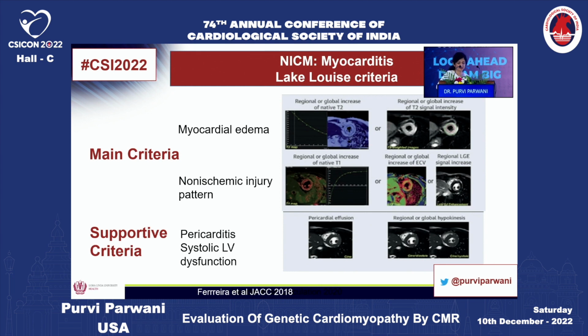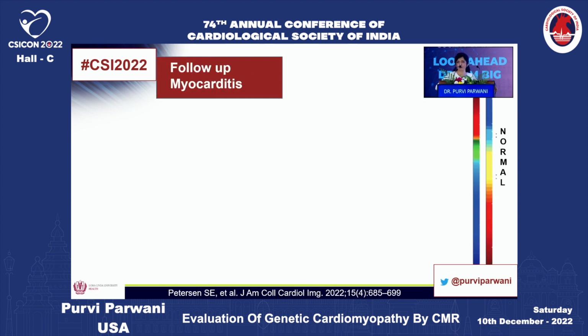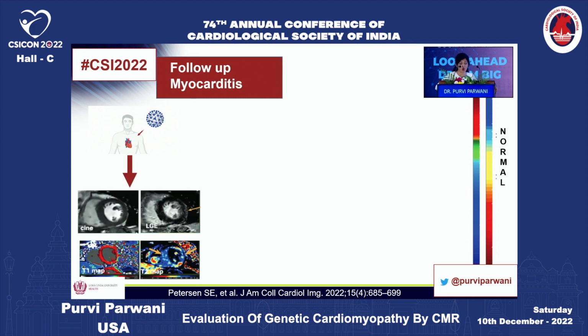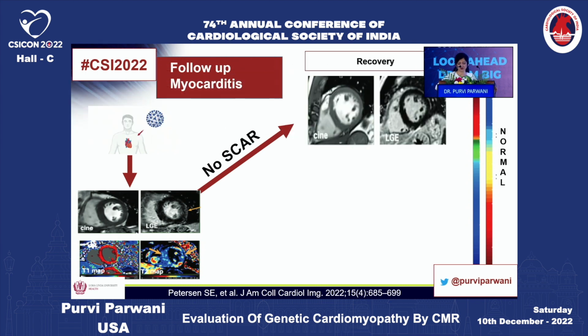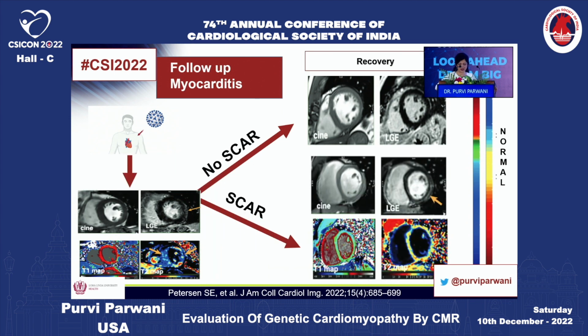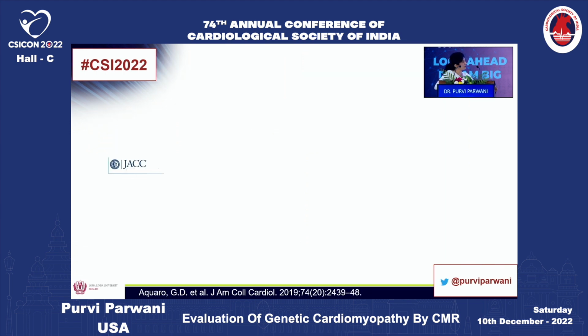We diagnose myocarditis by using the Lake Louise criteria. So not only is myocardial edema needed, but there also has to be a non-ischemic injury pattern, and then there are supportive criteria like pericarditis, etc. For follow-up of myocarditis, once patients have late gadolinium enhancement, generally we like to follow up these patients. If on follow-up there is no scar, that patient has excellent recovery, but patients can also have persistent scar. And these are the patients that should undergo further evaluation for any sort of genetic cardiomyopathy.